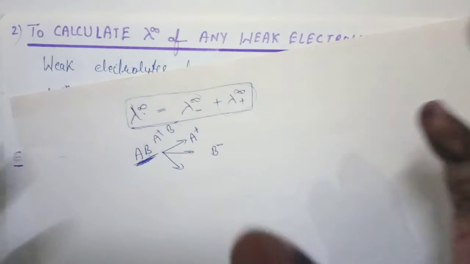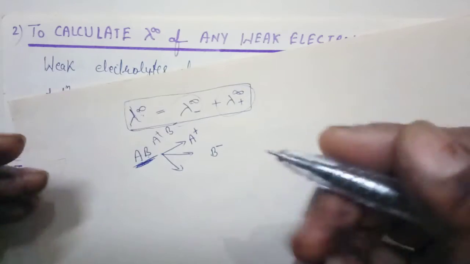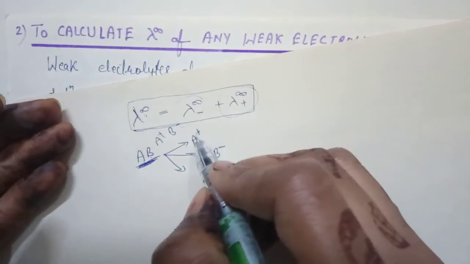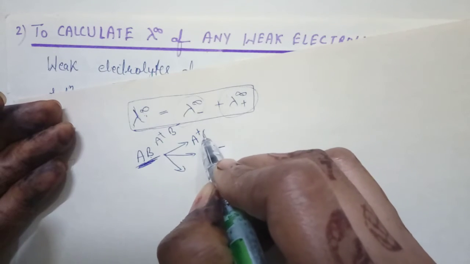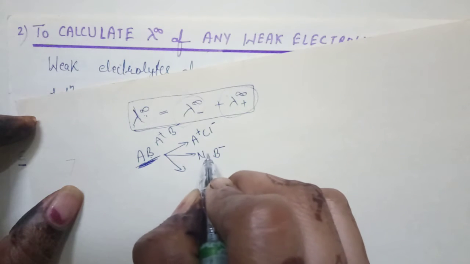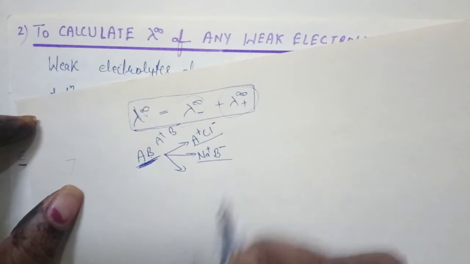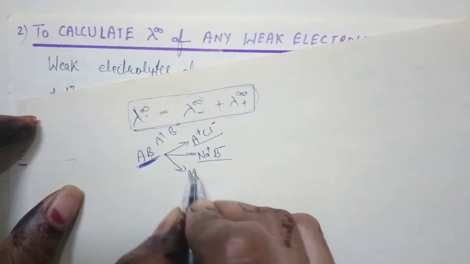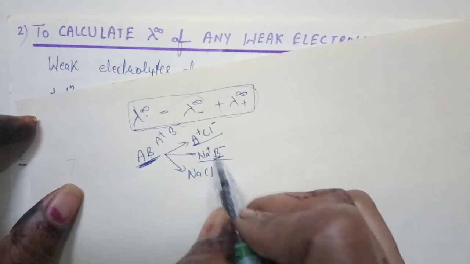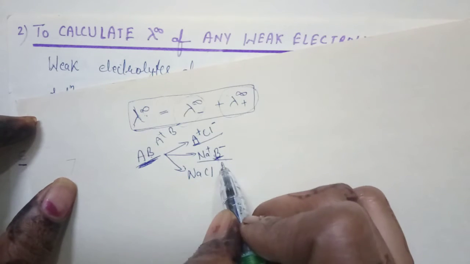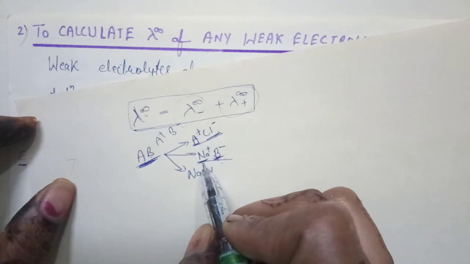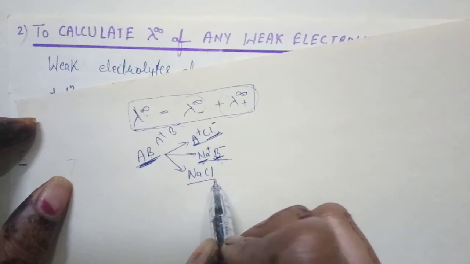For very easy calculation, we can take examples: A plus will be attached with Cl minus and B minus will be attached with Na plus. So two compounds are obtained, and the third compound will always be NaCl, because A plus and B minus are obtained by the sum of these two electrolytes, but Na and Cl are extra, so we have to subtract the conductivity of the NaCl.